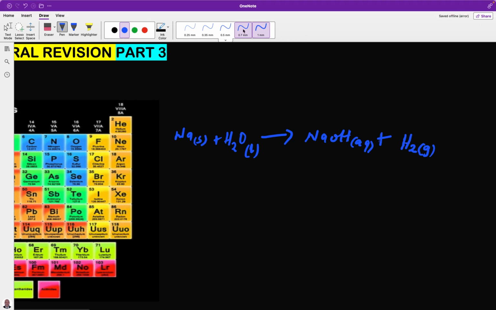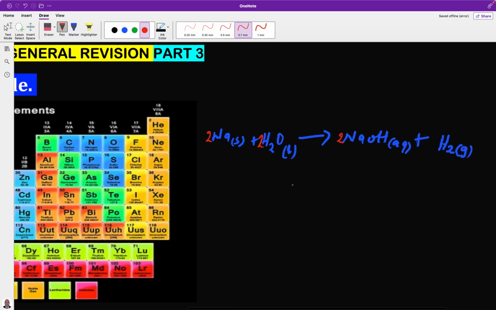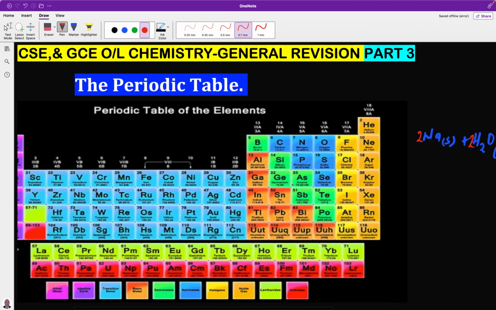Let me balance our equation. If I put a 2 before sodium, I will have 2 water, so 4 molecules of water here. I will also have a 2 here, and another 2 here. 2 hydrogen plus 2 is okay now. So that is how the reaction is, and that is how you can get it.